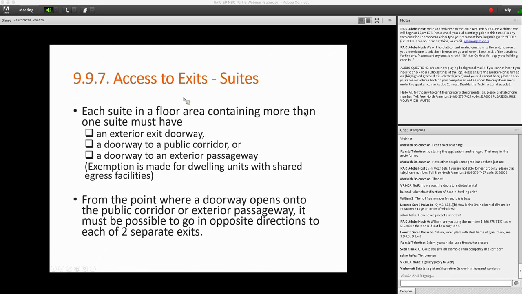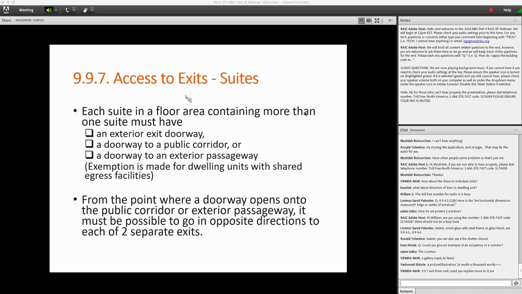Then we also look at access to exit where you have a floor area that has multiple suites. A suite is a defined term in the code. So where you have a floor area that contains more than one suite, for instance, let's say we have a 2-story building and we have multiple offices on a story in the building. Each suite in the floor area is required to have an exterior exit doorway, a doorway to a public corridor, or a doorway to an exterior passageway.